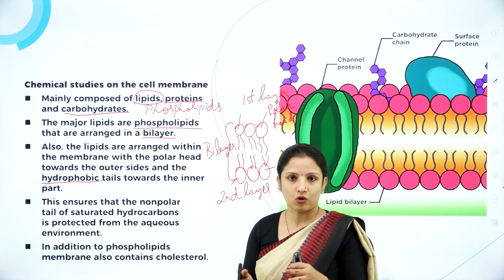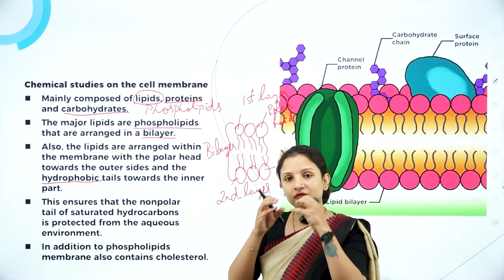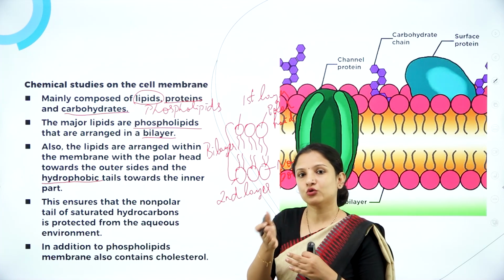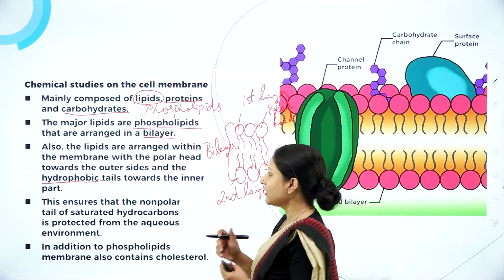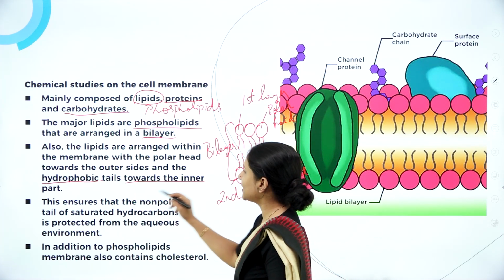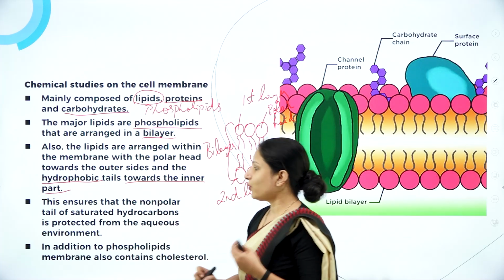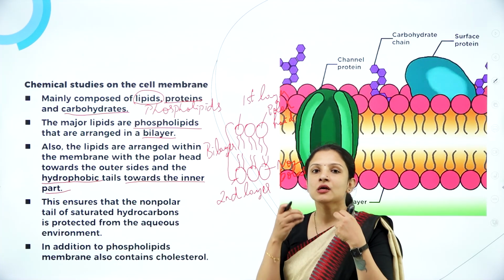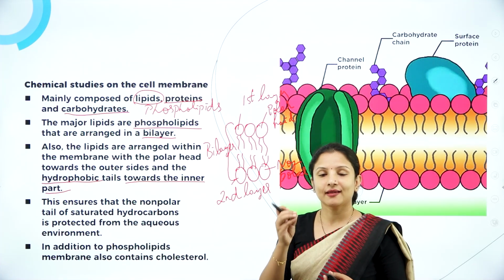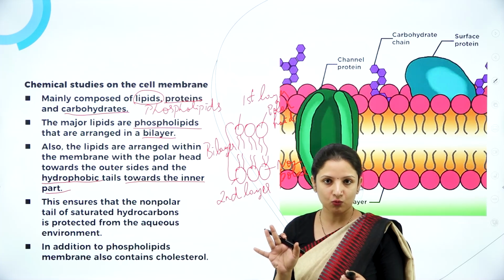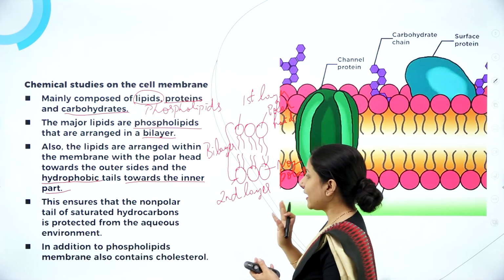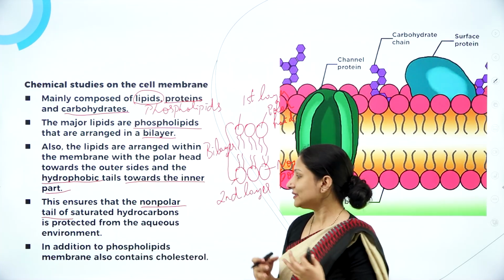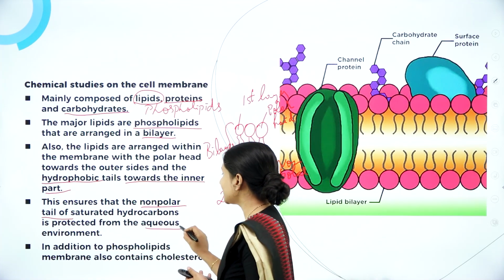They do not like water, and hence they are always present towards the inside of the cell, or towards the cytoplasm of the cell. That is, they are arranged towards the inner part of the cell. So why are they arranged towards the inner part of the cell? As I told you, the tails of the lipid that are there, they are non-polar. They do not love water. They are hydrophobic, and that is why the non-polar tail should always be protected from the aqueous environment.